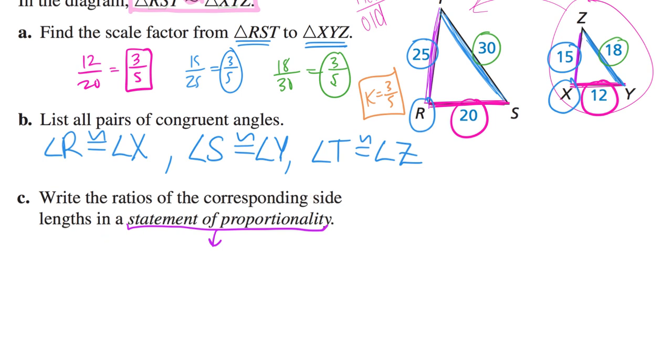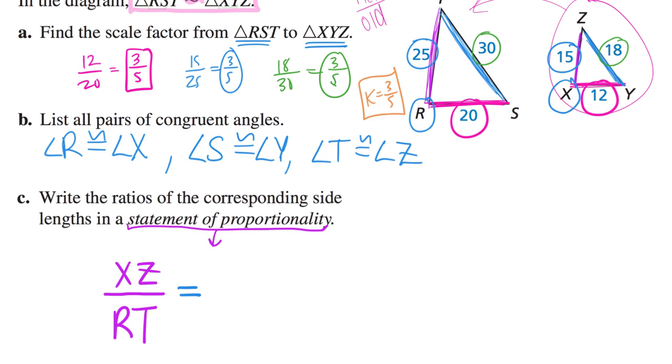So for example, let's take side XZ. Okay, I'm going to start with XZ. If I look at where XZ is over here, that's the one that has the 15 on it. That side corresponds to the one over here, the 25, right? That corresponds to RT. So I'm going to say XZ over RT. That has to be equal to all the ratios of the other sides. So I'm just going to pick another set of sides.